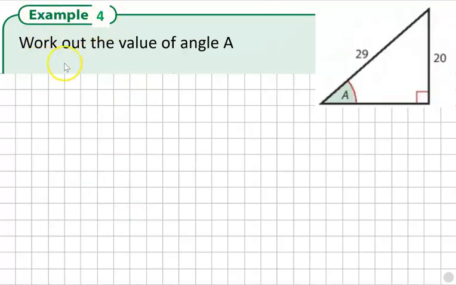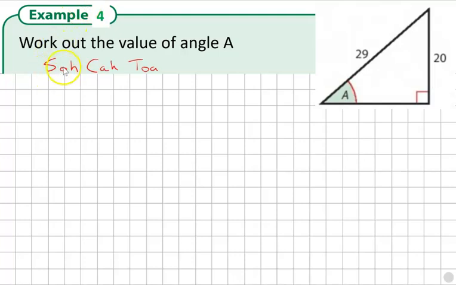Example 4. Work out the value of angle A. So we have angle A, and we know the hypotenuse is 29, that's the longest side, and the opposite is 20, but we do not know the adjacent. So we have the O and the H. So we have to choose carefully. Are we going to use SOH, CAH, or TOA?